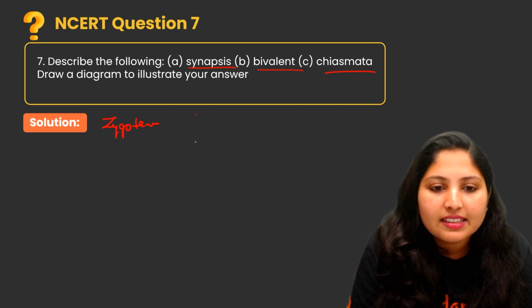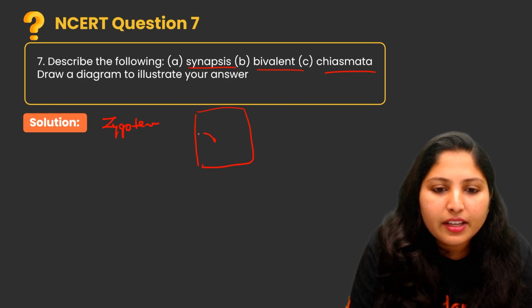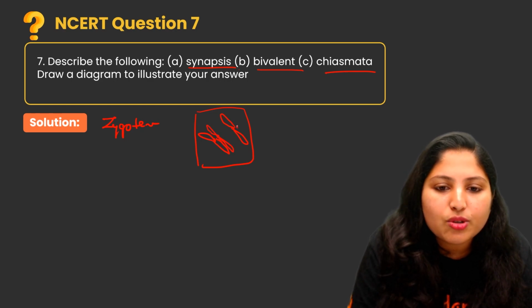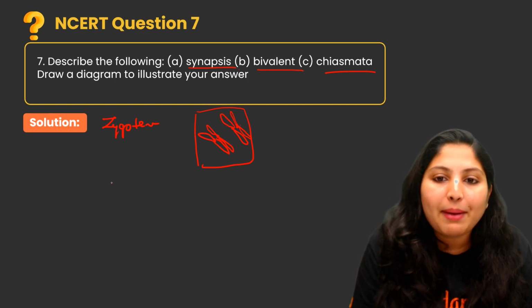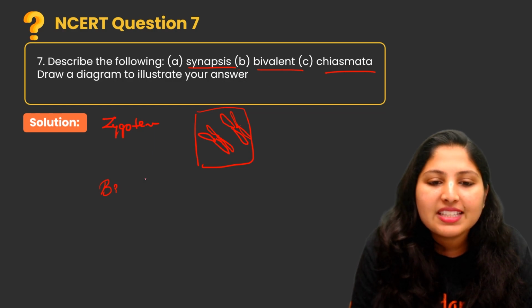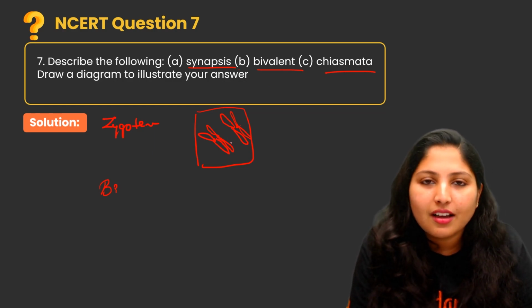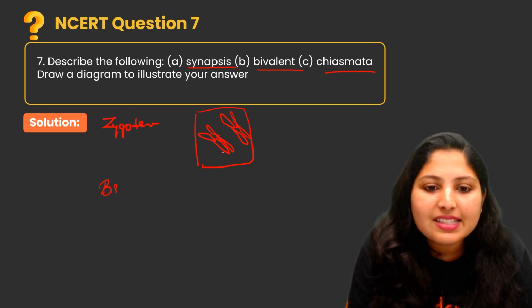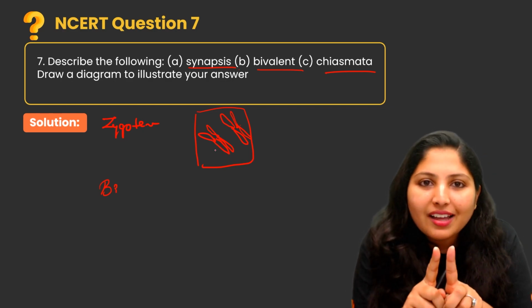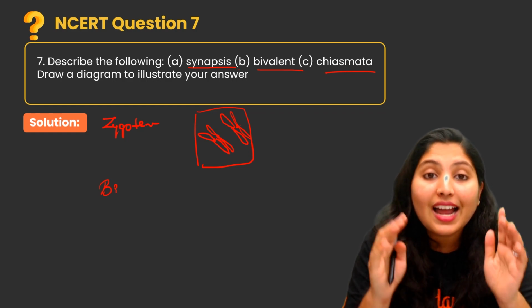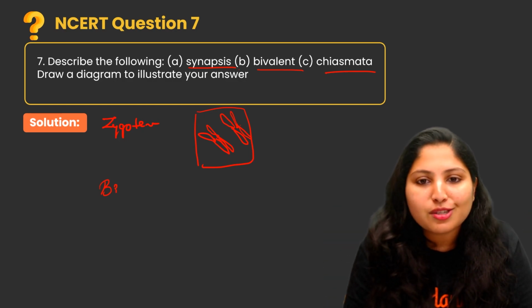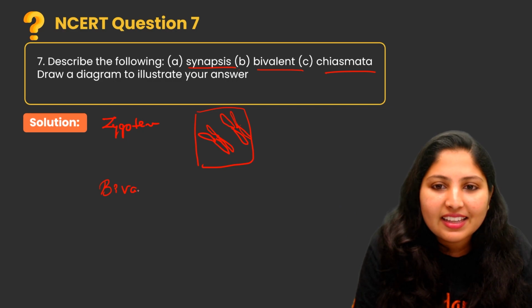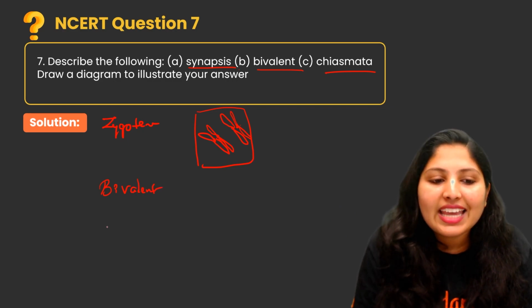See, like this, the homologous chromosomes come close to each other. So this is known as synapsis. The next one is bivalent. What do you mean by bivalent? See, once the homologous chromosomes come close to each other, two chromosomes are very close to each other. That type of arrangement, that synapsed pair, is known as a bivalent. Clear? Yes?